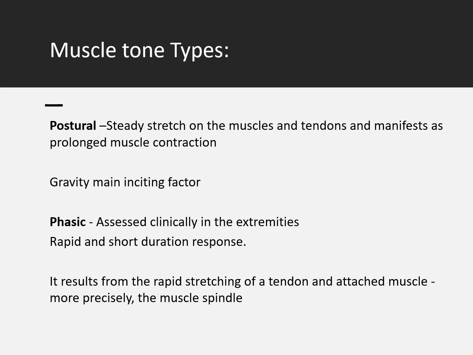There are two types of muscle tone, postural and phasic. Postural muscle tone is the prolonged muscle contraction due to steady stretch on the muscles and tendons. And here gravity is the main inciting factor. Whereas phasic muscle tone is the rapid and short duration response to rapid stretching of the tendon and attached muscle, more precisely the muscle spindle. It is assessed clinically in the extremities.